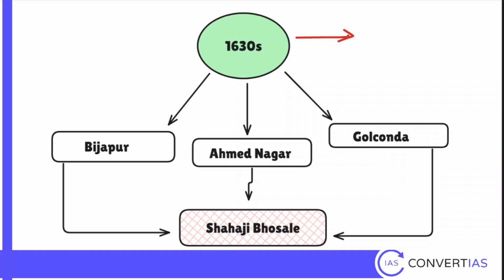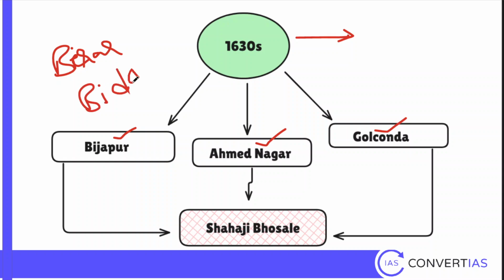So these Deccani Sultanates are five in nature. Three of them, Bijapur, Ahmednagar and Golconda, survived. There were two others as well, Berar and Bidar. These three were the most powerful kingdoms in the 1630s. Golconda is in the modern-day Andhra Pradesh region. You can go to Hyderabad and see the Golconda fort there. Then Ahmednagar towards the southern Gujarat region, Bijapur further south.